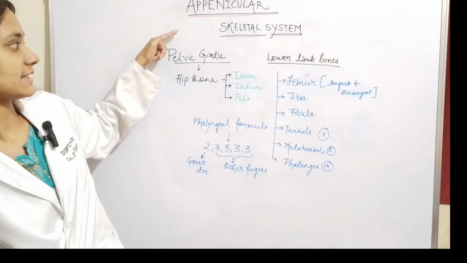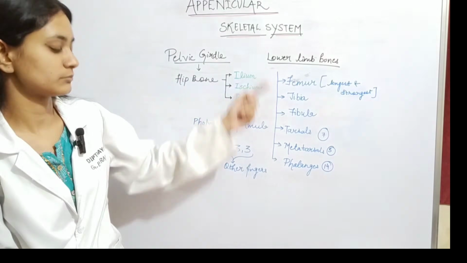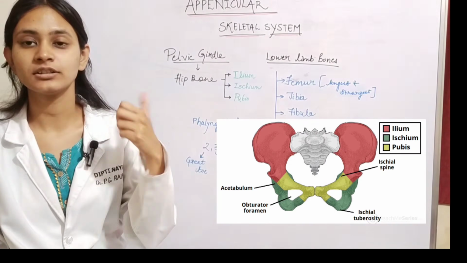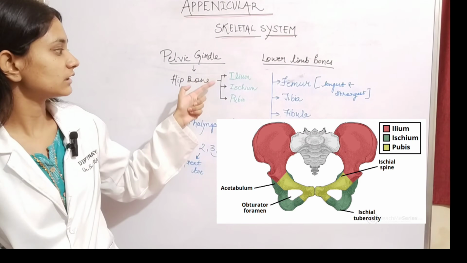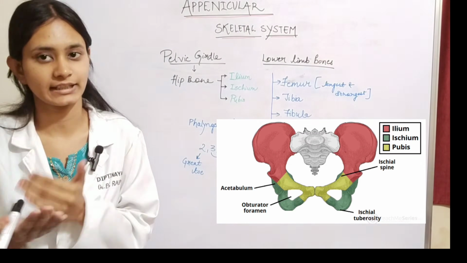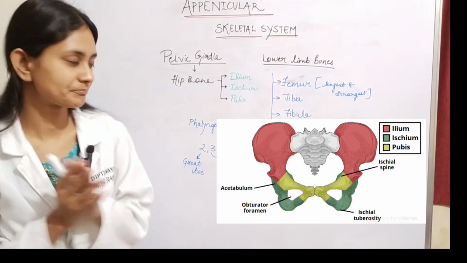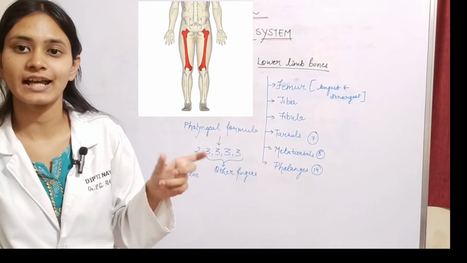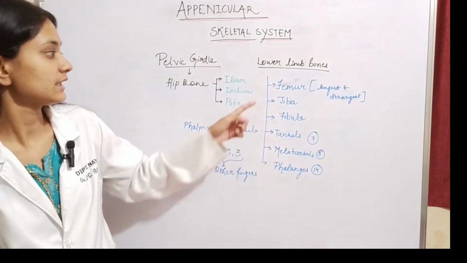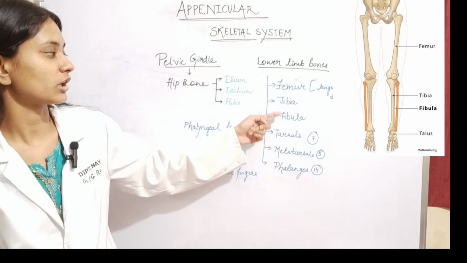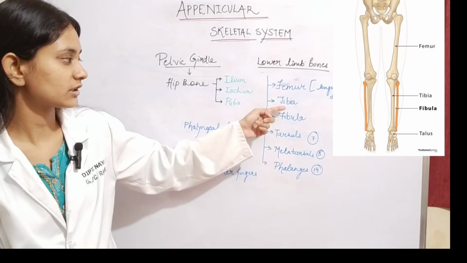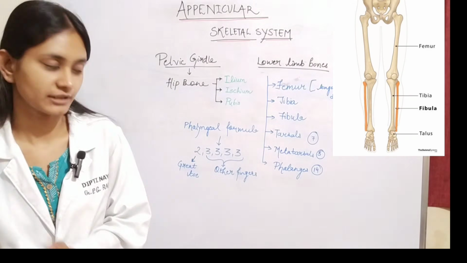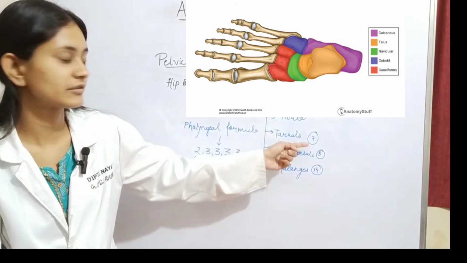So here we complete our pectoral girdle and upper limb bones. Also, the appendicular skeletal system consists of pelvic girdle and lower limb bones. Pelvic girdle consists of hip bone. I'll include the image here. Hip bone consists of ilium, ischium and pubis. We will discuss it later when we study separate bones. Lower limb bones consist of femur, which is the longest and strongest bone present in our thigh region, and tibia and fibula. Tibia is present on the medial side of our leg and fibula is present on the lateral side of our leg.